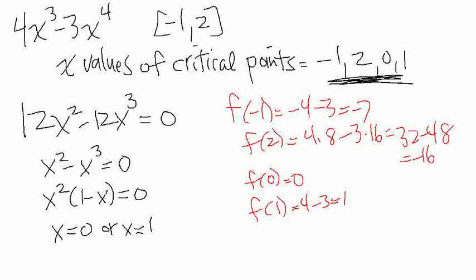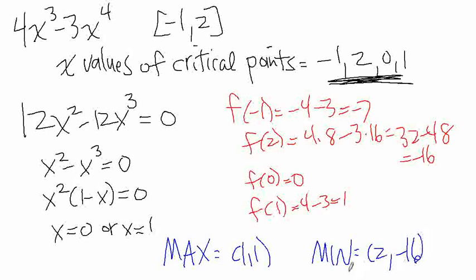Okay, so clearly the maximum occurs at the point 1, 1, and the minimum occurs at the point 2, minus 16 on the graph. Okay, so feel free to watch this more than once, but that's a great example to show you how to calculate the biggest and smallest values of a continuous function on a closed interval.